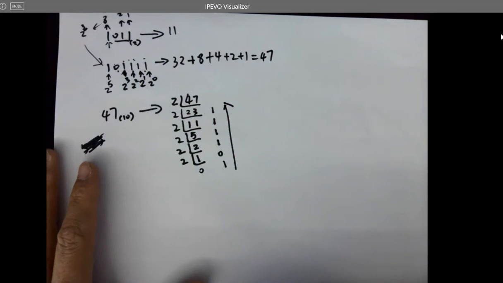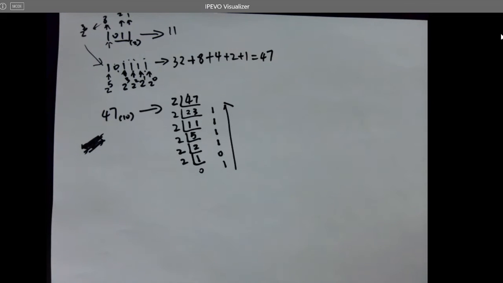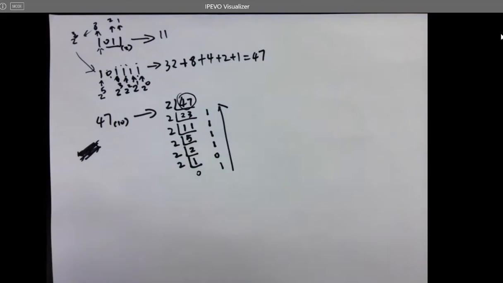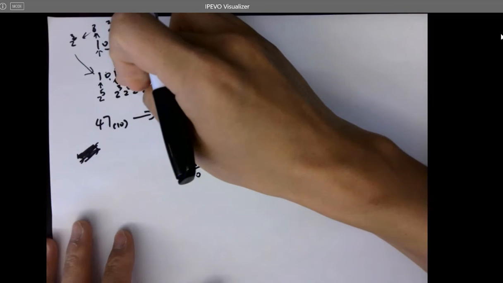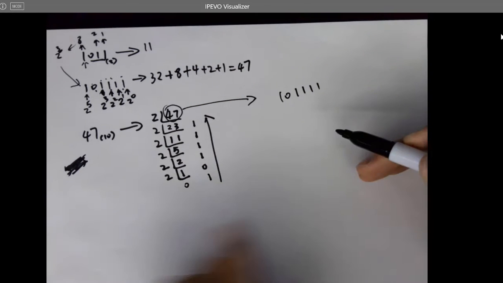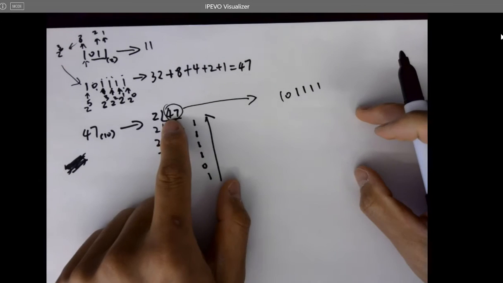And why does that work? There must be a reason for that. So you're dividing by 2. What's actually happening to the number? Let's look at how that works. So 47 is what? We all know that, right? What is that number? 1 0 1 1 1 1. If I write down this number here, is that 47? Yes, just a different form.